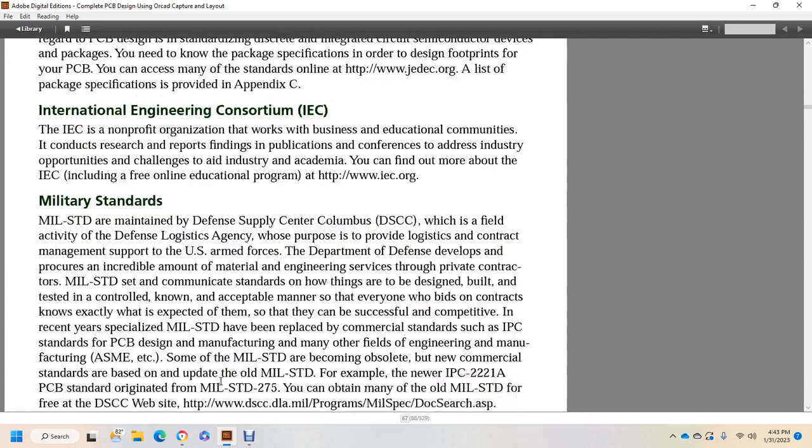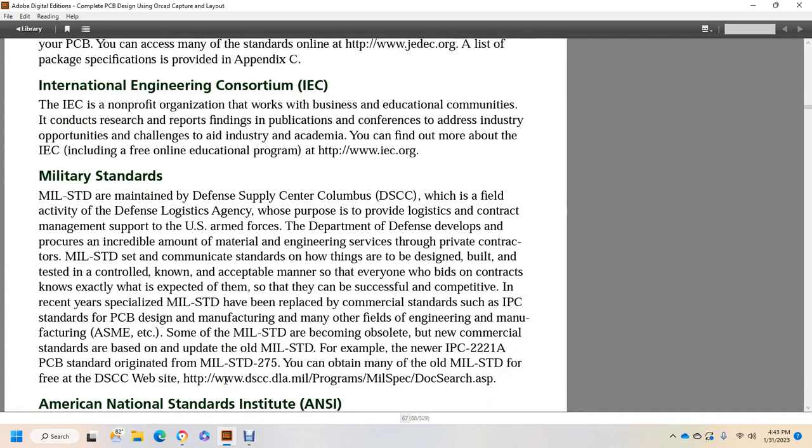www.iec.org. Military standards, MIL-STD, are maintained by the Defense Supply Center in Columbus, which is a field activity of the Defense Logistics Agency, with the purpose to provide logistics and contract management support to the U.S. Armed Forces. The Department of Defense developed the procedure for the incredible amount of material for the engineering for the primary contractors. Military standards set the communication standards, and how things are to be designed, built, tested and controlled, in an acceptable manner so that everyone who bids on the contracts knows exactly what is expected of them, so they are successfully competitive.